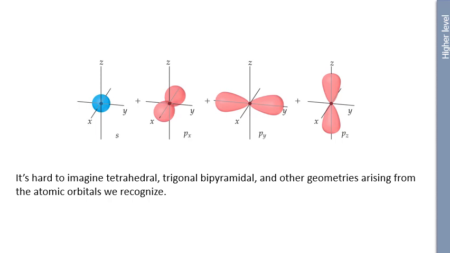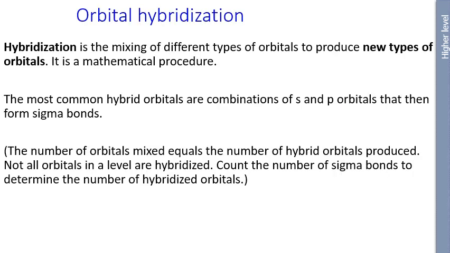So it's hard to imagine the tetrahedral, well, basically all the geometries that you would get arising from the atomic orbitals we recognize. And this is where atomic hybridization comes in, okay? So in terms of orbital hybridization, hybridization is the combination, the mixing of the different types of orbitals on an atom to produce new types of orbitals. And it's essentially a mathematical procedure.